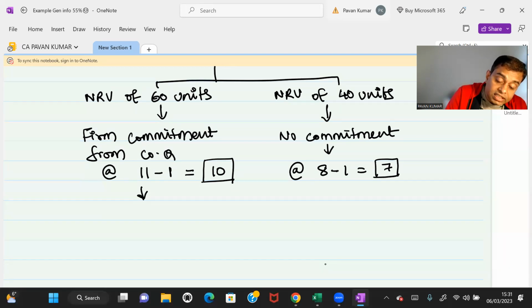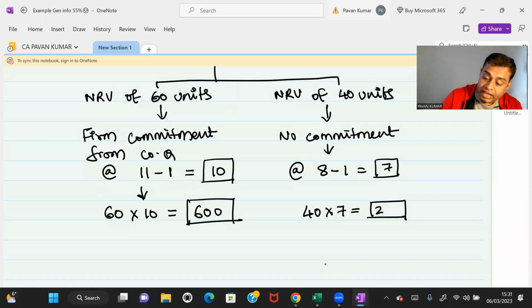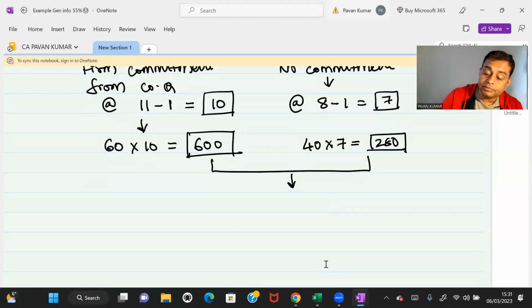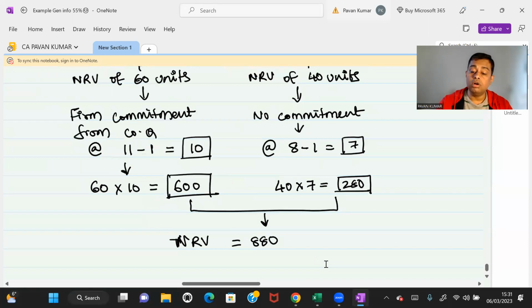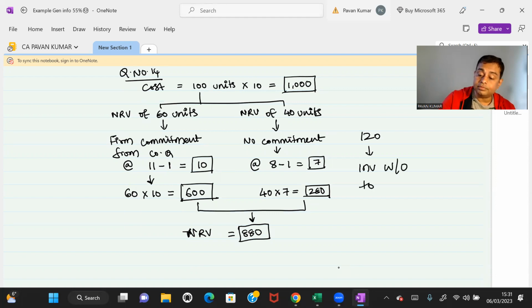So here, 60 units into 10 rupees is 600. Here, 40 units into 7 rupees is 280. So your total value of inventory is 600 plus 280, 880. Net realizable value of inventory. Net realizable value is 880. So now cost is 1000, net realizable value 880, whichever is lower, 880 is the inventory value. So 120 rupees should be written off to P&L. 120 is inventory written off to P&L. Loss to be recognized in SOPL, that is what we tell.